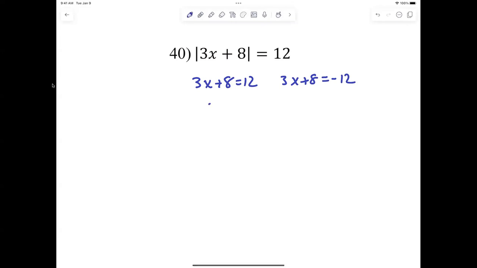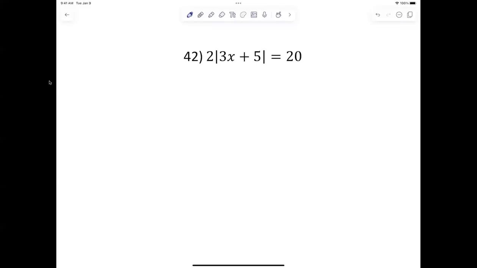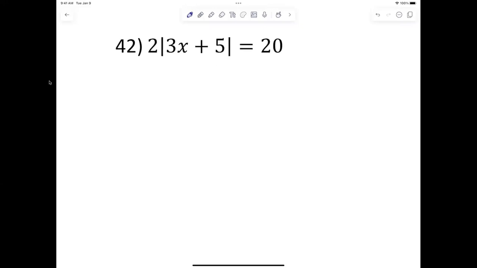Subtracting 8. Divided by 3. Subtracting 8. You're having trouble with those fractions. All right, let me pause for just a minute. Okay, so now we have to isolate. So I have to divide by 2 first.